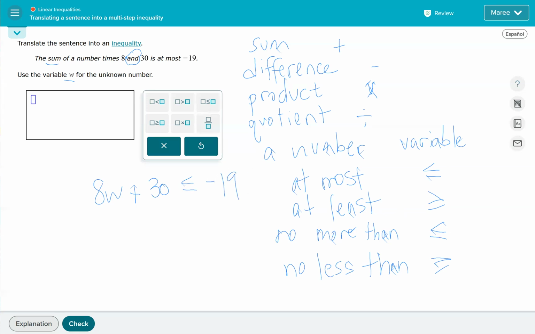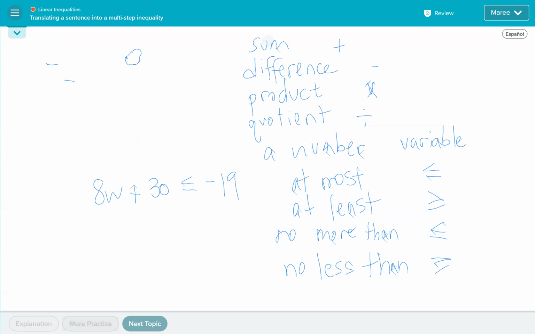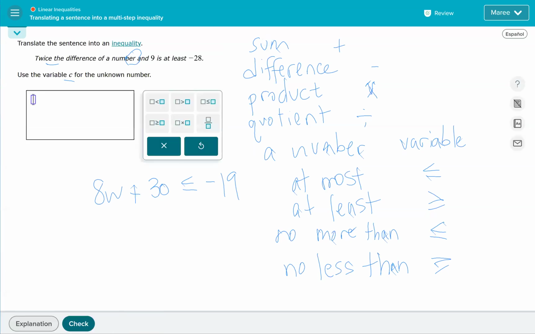So we just type that in exactly as we see it here: 8W plus 30 less than or equal to -19. Okay, we're going to do another one, and I'm going to try to leave my list here and erase the rest. Okay, let's see what we have here.